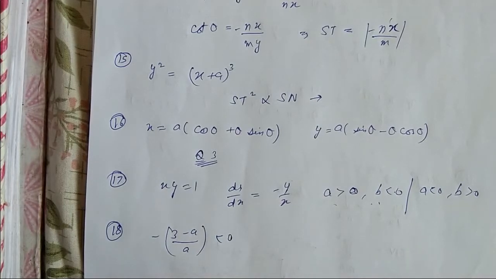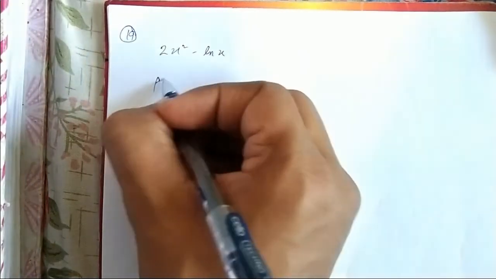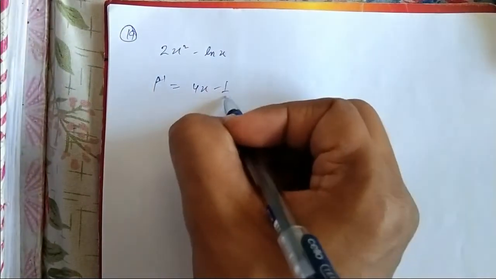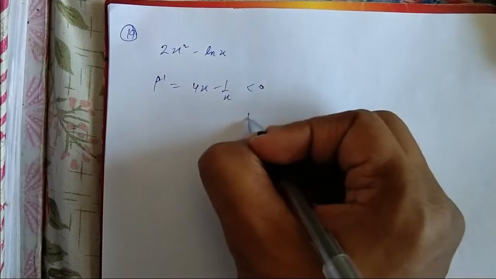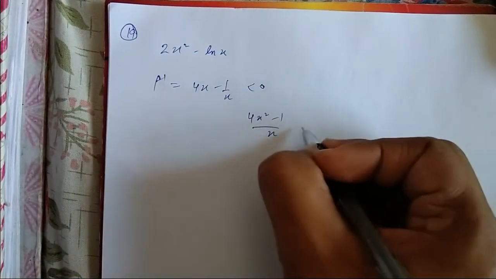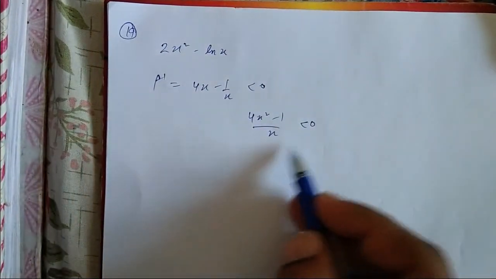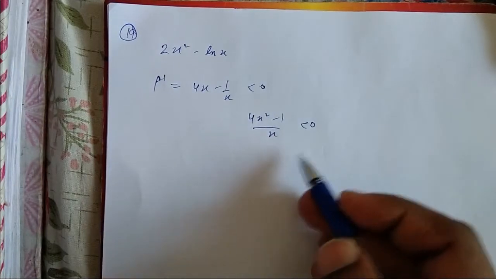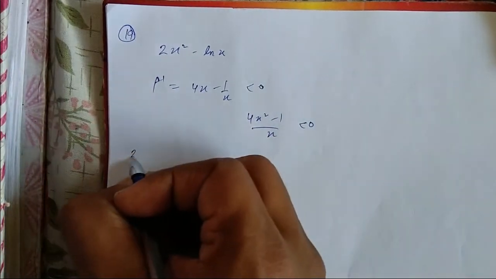Moving on to the next question, question number 19. 2x square minus ln mod x is a decreasing function in the interval. Okay, so 2x square minus ln x. So f dash should be 4x minus 1 by x, which should be less than 0, for x less than 0. So we can calculate the range of x using the wavy curve.